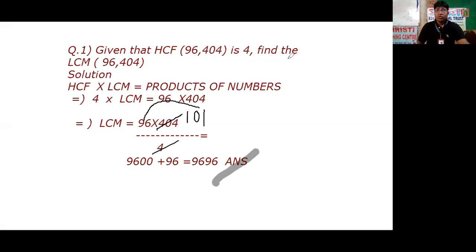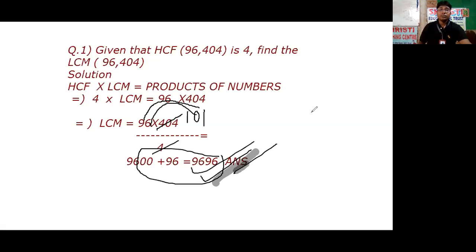I hope you have no doubt in this question. This is a very simple question of 1 mark. You can multiply 96 and 101 directly and find your answer. Okay, let's start the second question.